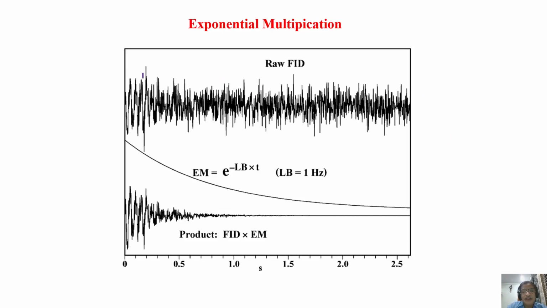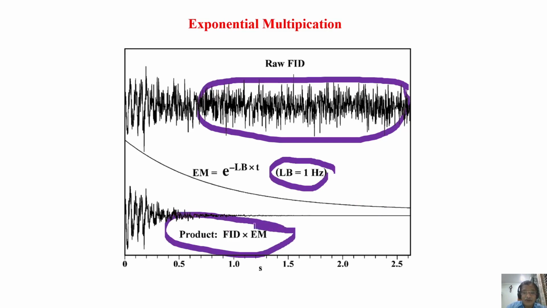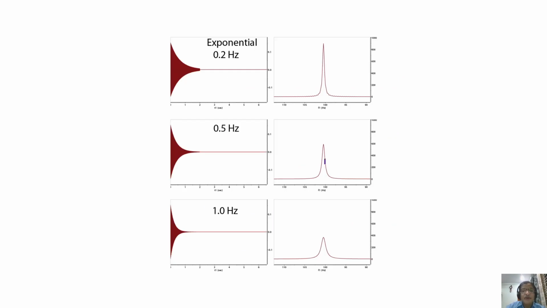Look at the signal, it is a raw FID, mostly noise here, nothing else. Now multiply by an exponential function of, let us say, 1 hertz, or you can choose anything depending upon how much of the FID you want to cut. Now if you take the product in the time domain and do the Fourier transformation, you will see you completely remove the noise in the frequency domain and increase the peak width by 1 hertz.